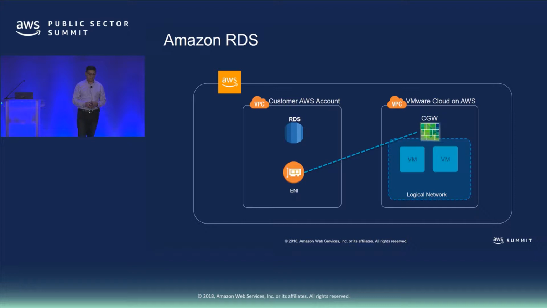When you want to access RDS, it's just a matter of routing. As long as the compute gateway has the route to send that traffic to the ENI, which is managed for you, your traffic will access RDS directly.